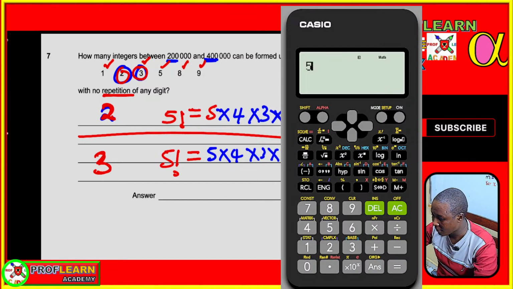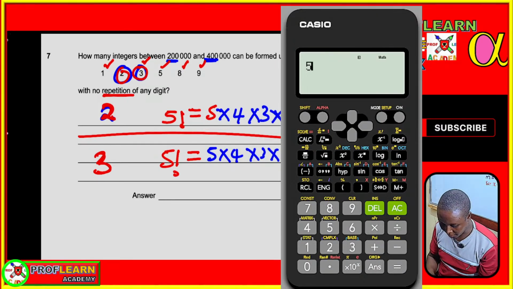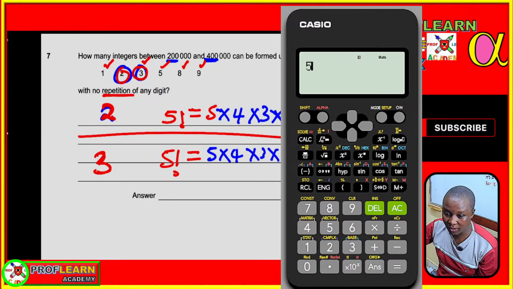Hi, welcome. So if you press shift x raised to power 1, that will give you 5 factorial. Shift x power 1, that's going to give us what? Shift, and this is x power 1.